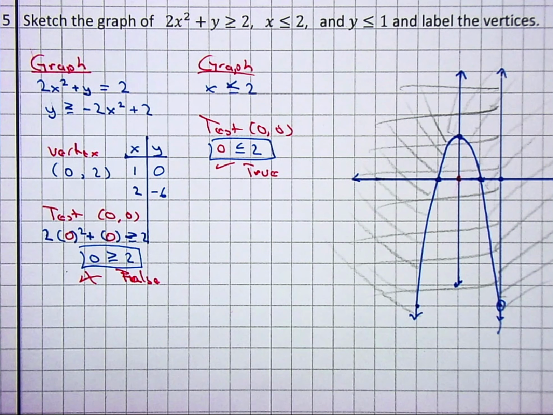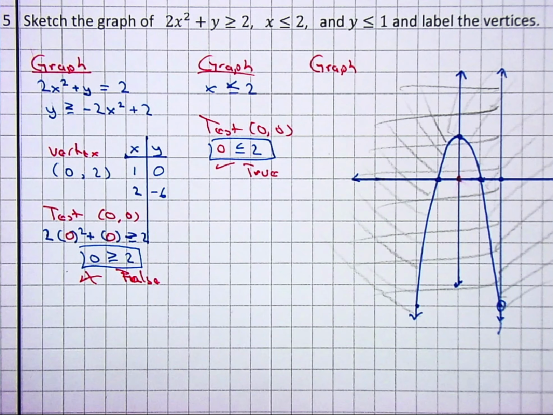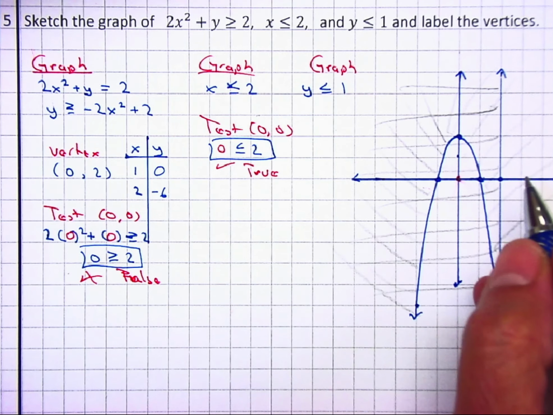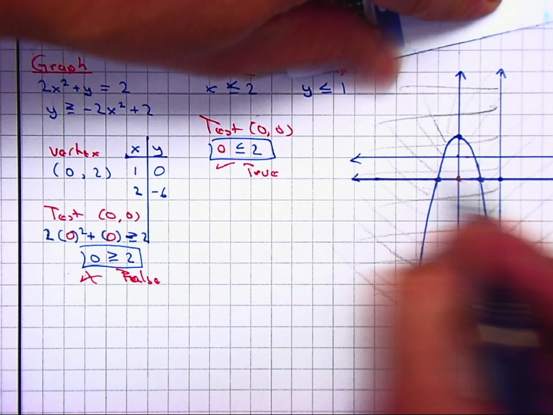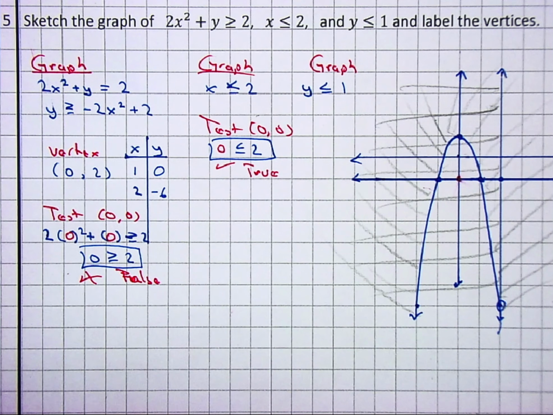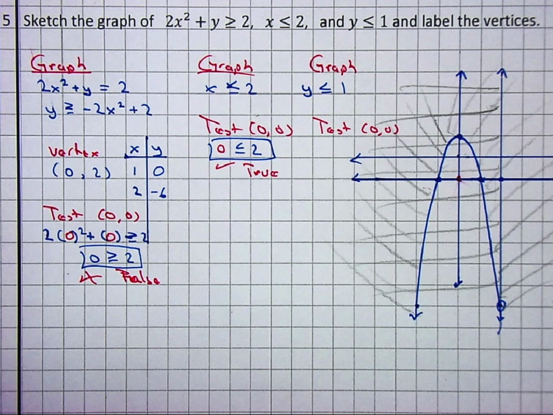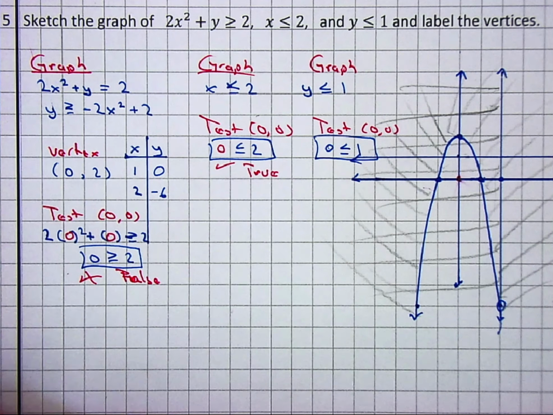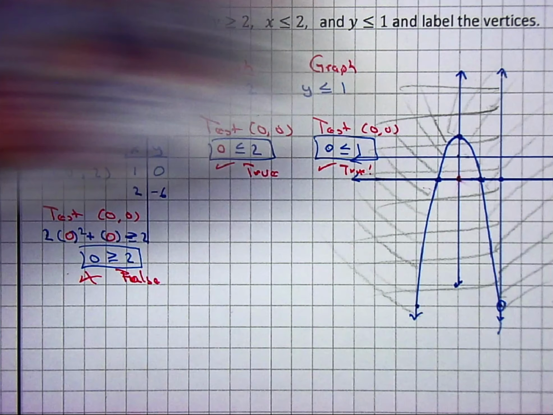But we have a third graph. So we're going to graph y is less than or equal to 1, which is a horizontal line going through 1. It's also going to be solid. I'm going to test the point (0, 0). So it'll be 0 is less than or equal to 1, which is true. So therefore all the solutions will be below.